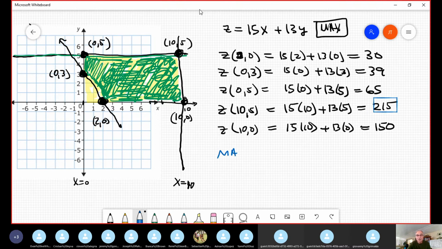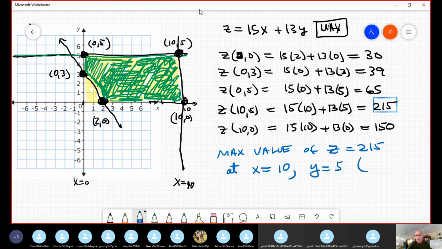That the maximum value of C is 215 at x equal 10 and y equal 5. Like that, 10,5. At the point 10,5. Okay, what's the point in which you get the maximum value?